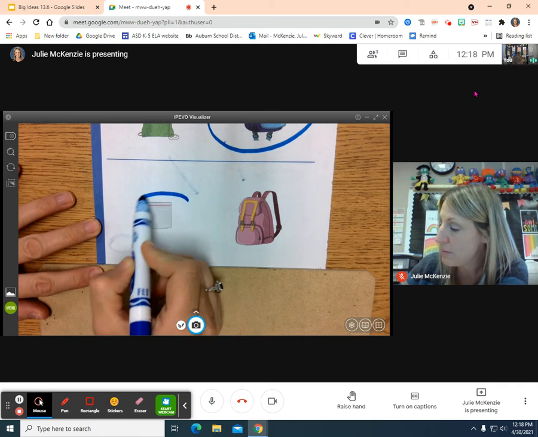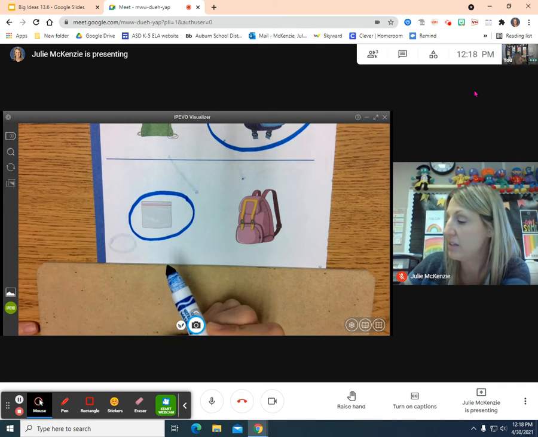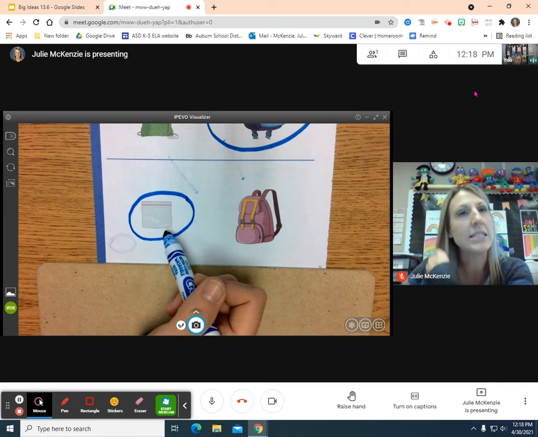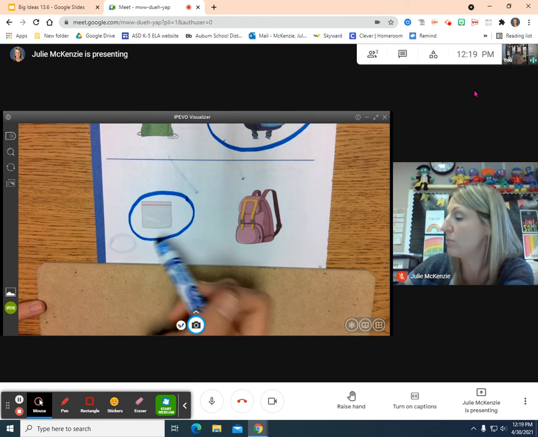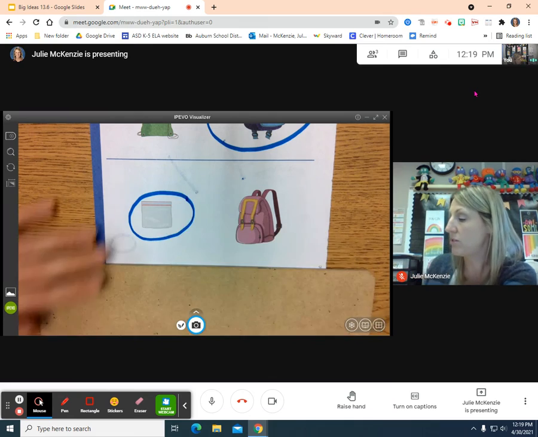This would maybe only fit a snack. It does not have much of a capacity. The capacity is so small, it would not fill up with the school supplies. So that's the one we circle.